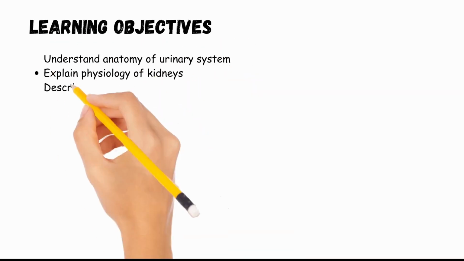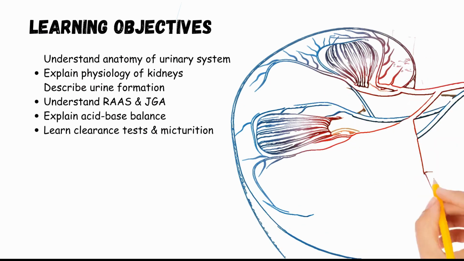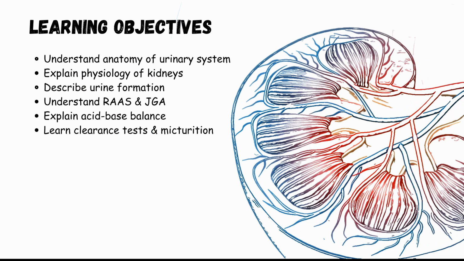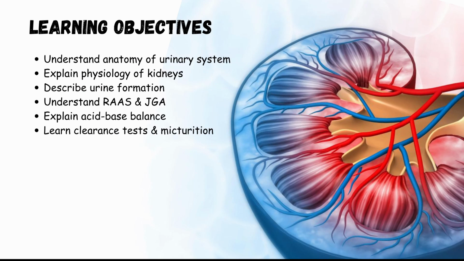By the end of this presentation, you should be able to identify the main organs of the urinary system, understand how kidneys function at both structural and physiological levels, explain the steps involved in urine formation, describe the Renin-Angiotensin-Aldosterone system in JGA, understand how kidneys regulate acid-base balance, interpret basic clearance tests and the process of micturition.